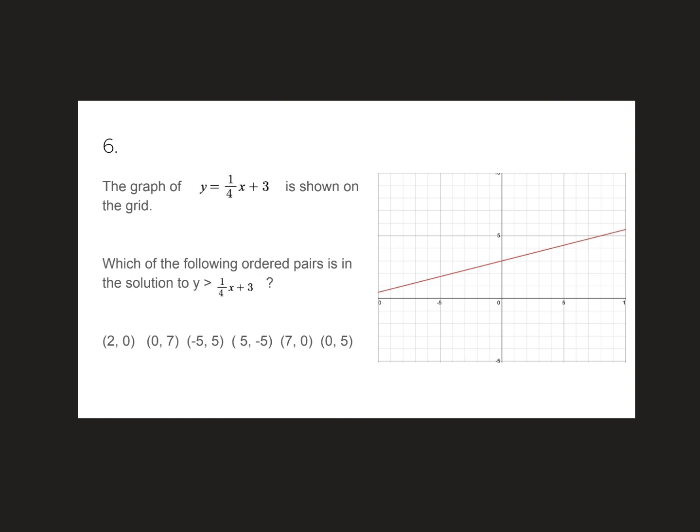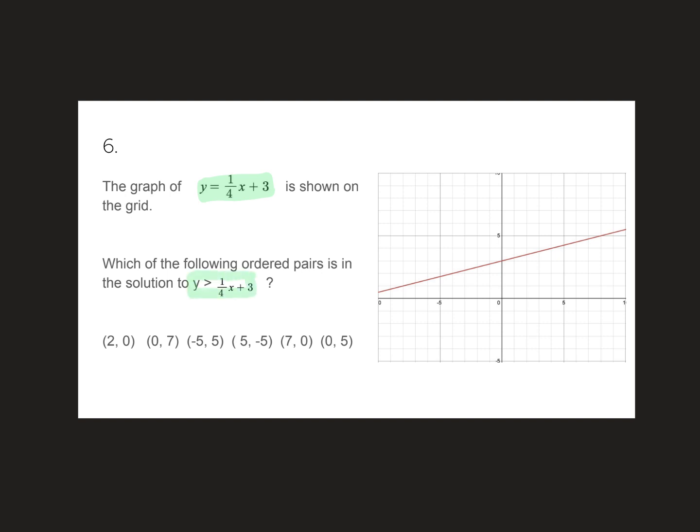All right, let's look at number 6. The graph y equals 1/4 x plus 3 is shown on the grid. Which of the following ordered pairs is in the solution y is greater than 1/4 x plus 3? So this equation is already in slope-intercept form. That's a good thing, because if it's not, that's the first thing that we need to do is get it in slope-intercept form. Even though they're giving us the line, you have to get your inequality or equation in slope-intercept.